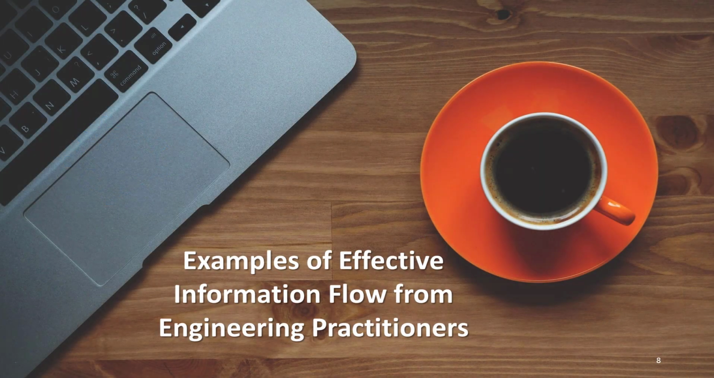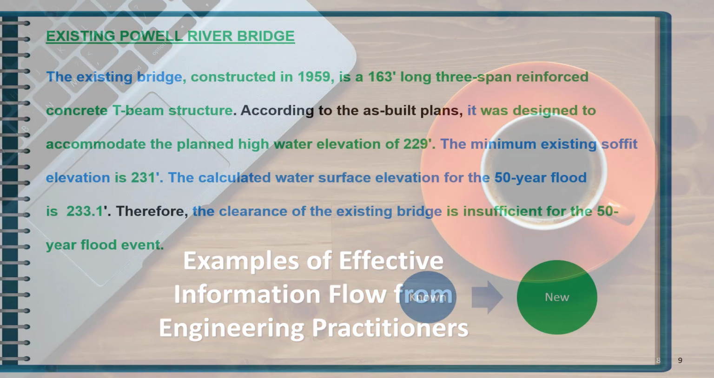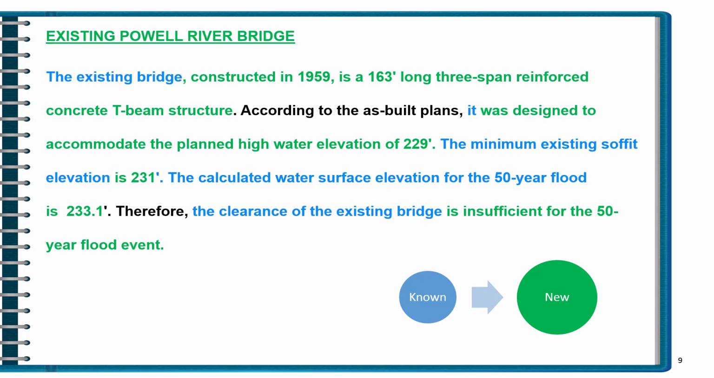Let's analyze a few examples of effective information flow from practitioner engineers so you can see how it works. Here's an example that comes from a feasibility study for a roadway improvement. The previous section introduced the idea that the road improvement could be tied to a bridge replacement project. The report is submitted to the State Department of Transportation.